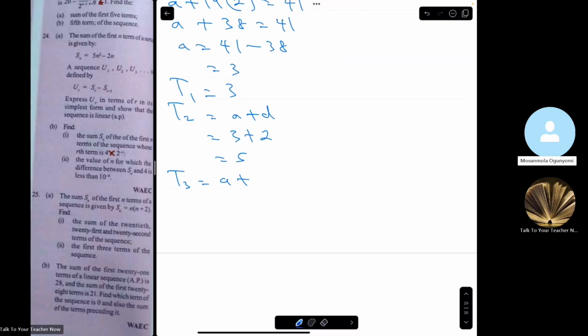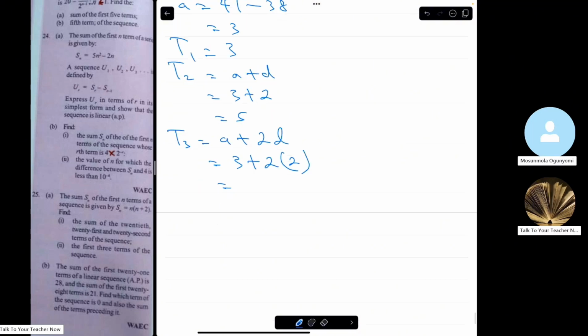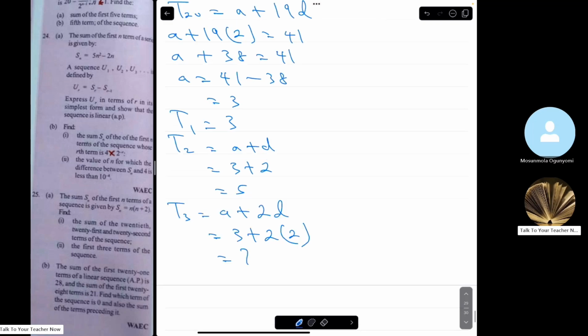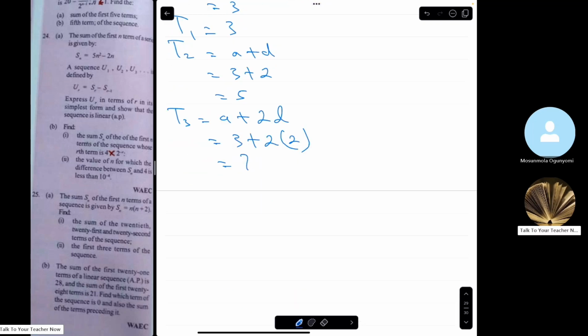And T3, what's the formula for T3? Are you there? You are getting up. Why did you leave? Okay, good. A plus 2D, which is 3 plus 4, which is 7. And those are the first, second, and third terms. Is that all? Yes, sir.